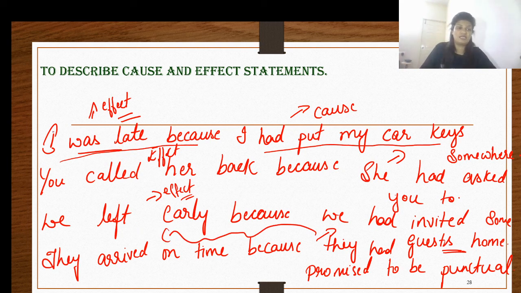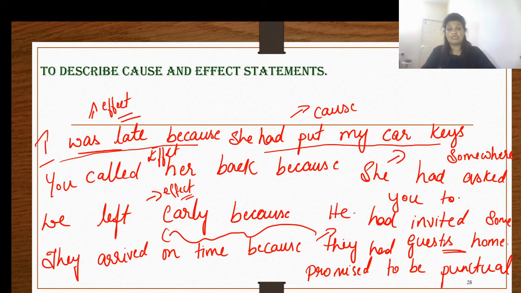Well, with subjects he and she, all you do is change the subject into he and she. This is what we're talking about, right? I was late because she had put my car key somewhere. You called her back because she had asked you to. We left early because he had invited some guests. They arrived on time because she had promised to be punctual.